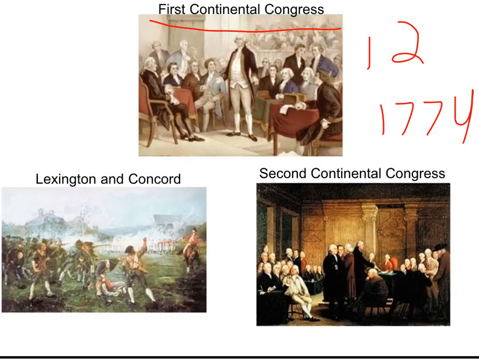Next came the Battle of Lexington and Concord, the first military engagements of the Revolution that took place in April of 1775 between Great Britain and the British North America, and resulted in the colonial victory.